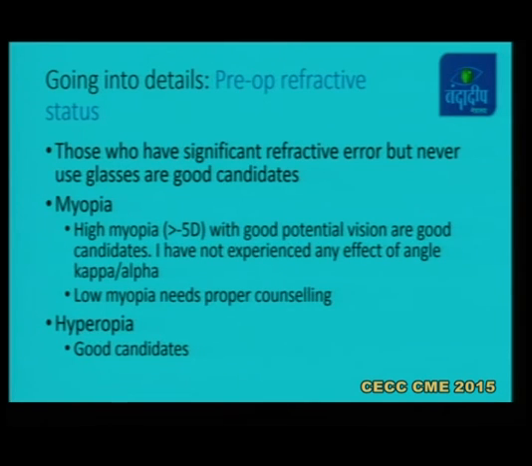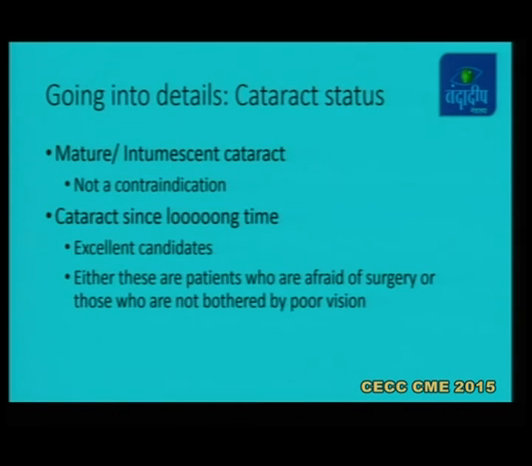Those who have significant refractive error but never used glasses before are excellent candidates. High myopia more than -5 with good potential vision are good candidates. I have not personally experienced any effect of angle kappa or alpha. Low myopia needs proper counseling before going for surgery. And hyperopes in general are very good candidates.